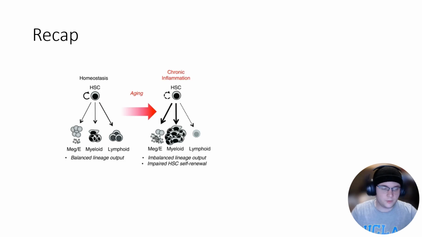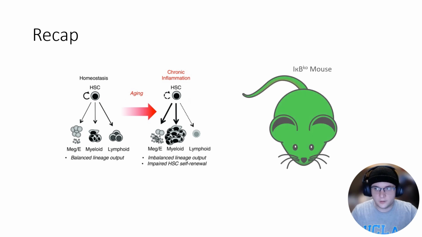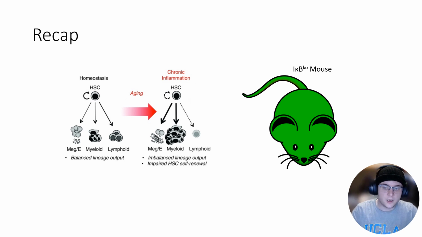So just as a recap, we know that under normal conditions of hematopoiesis, we have a balanced lineage output, but under dysregulated inflammation, we have a disbalance in myeloid output and fewer lymphoid cells that come out overall. Furthermore, we have our little cute I-kappa B knockout mouse model, which has a fluorescent NF-kappa B reporter, as well as NF-kappa B overexpression if NF-kappa B occurs inside of a cell.